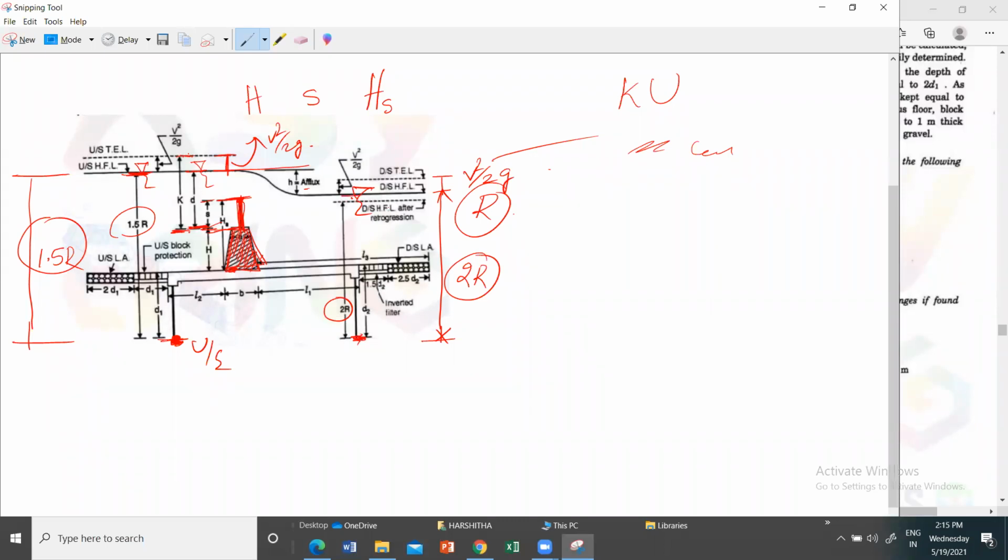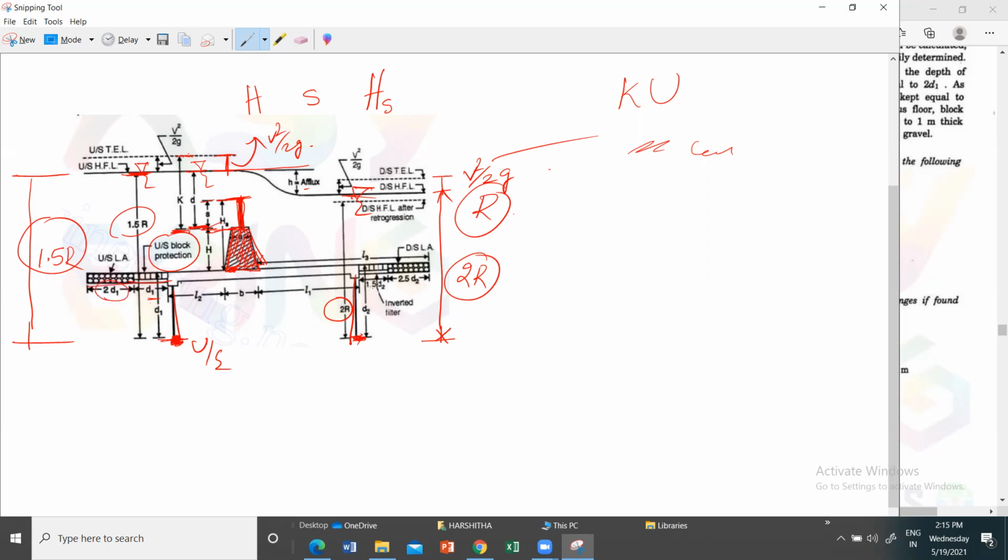So this is the high flood level on the downstream side. This height is 2R and this height is 1.5R. This is the launching apron, so this will be D1 and this will be D2. Upstream side protection work will be constructed to a length of D1, and the upstream side launching apron can be constructed for a length of 2D1.